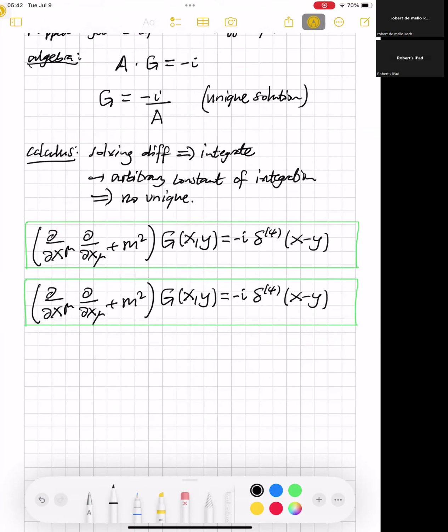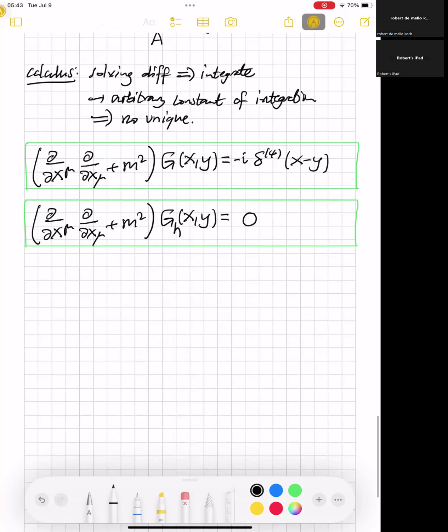Now, what I'm going to consider, I'm also going to consider the homogeneous problem. So I put an H onto the Green's function to denote the homogeneous problem. And the way that the homogeneous problem is defined, I just put a 0 on the right-hand side. And the second equation, the one for the homogeneous solution, it really does have non-trivial solutions. And this is the source of the non-uniqueness.